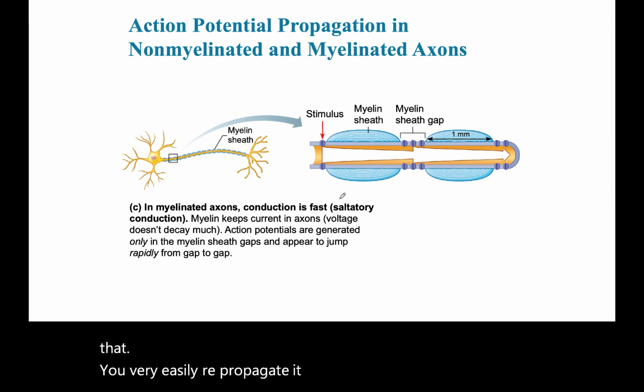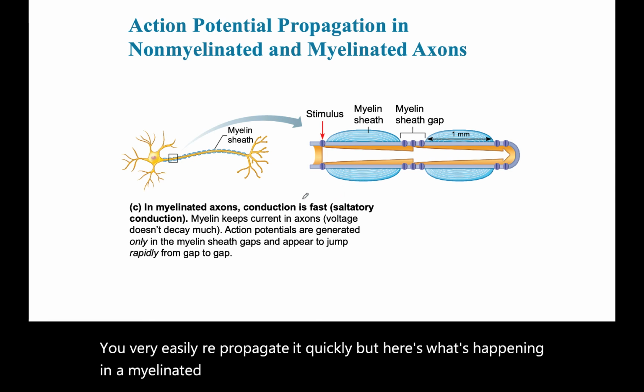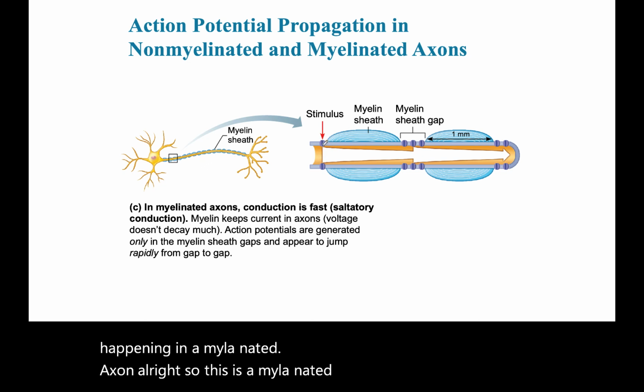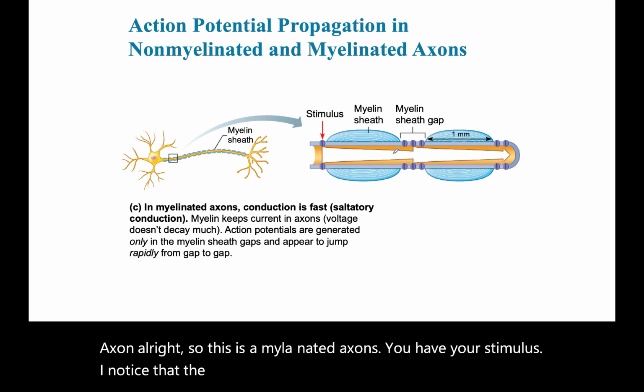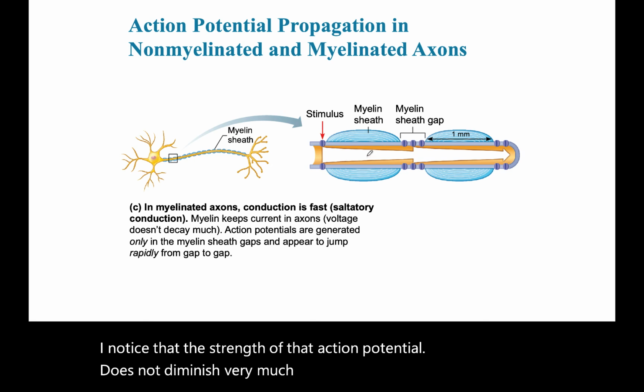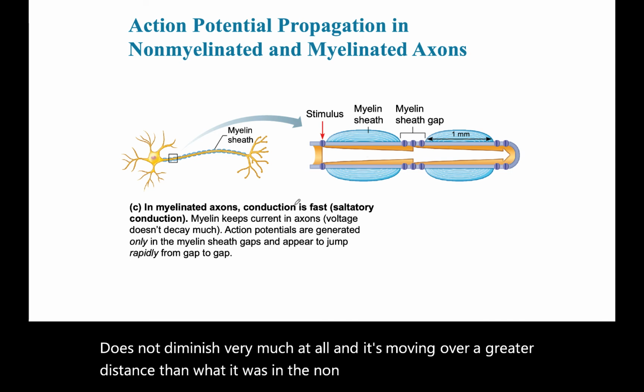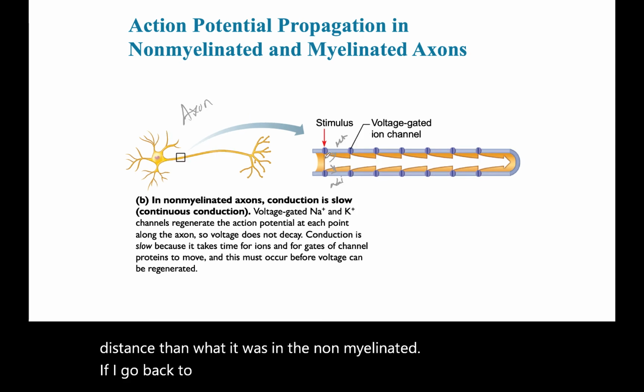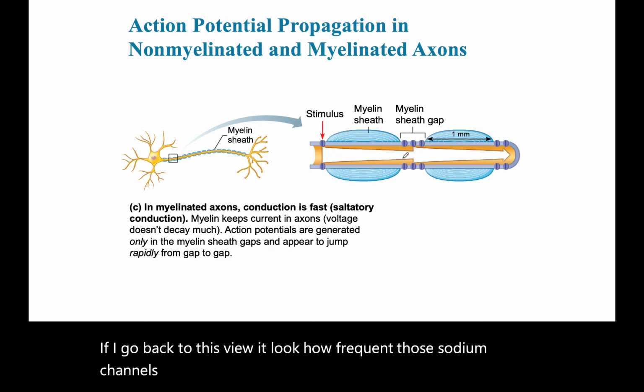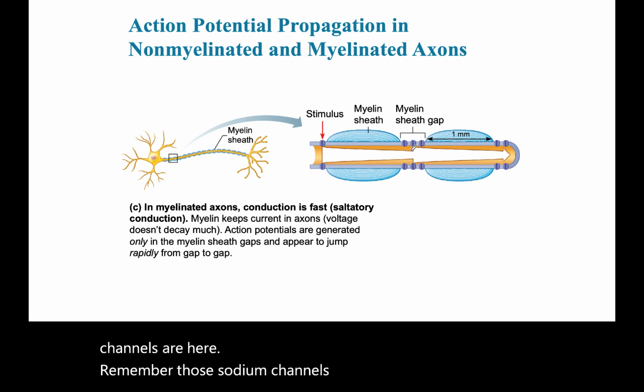But here's what's happening in a myelinated axon. So this is a myelinated axon. You have your stimulus. Notice that the strength of that action potential does not diminish very much at all, and it's moving over a greater distance than in the non-myelinated. If I go back to this view, look how frequent those sodium channels are. Here, remember, those sodium channels are only present within the nodes of Ranvier.